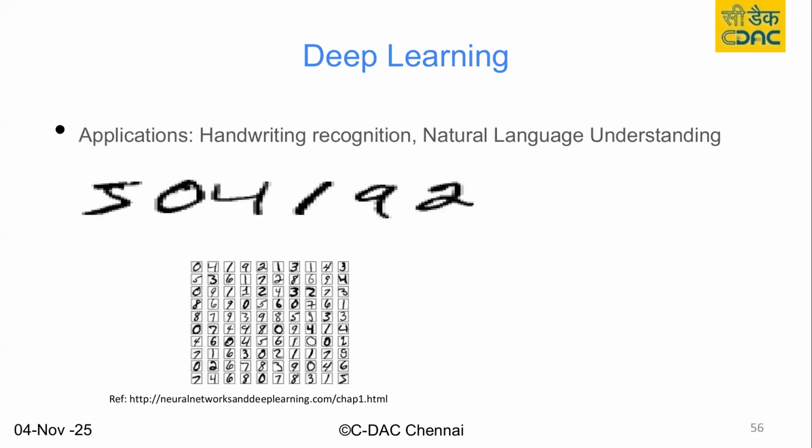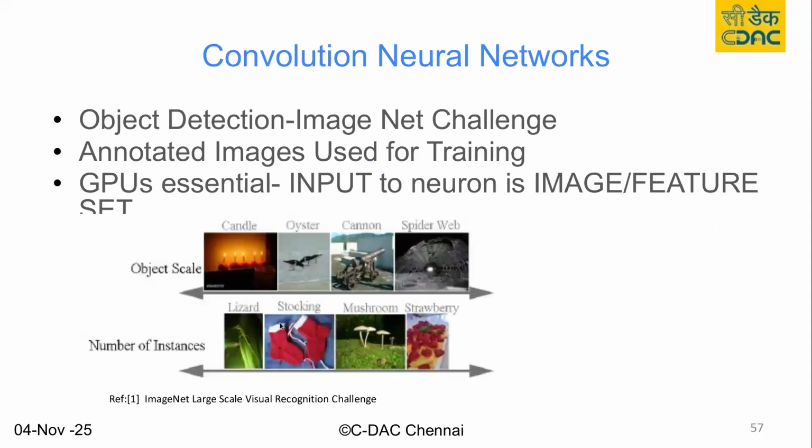As I said, many applications like handwriting recognition and natural language understanding become much more accurate. One such dataset, called ImageNet, was released during that time with 1,000 different object names. Here we have the candle image, oyster image, cannon image, spiderweb image. All those images were present along with the labels.